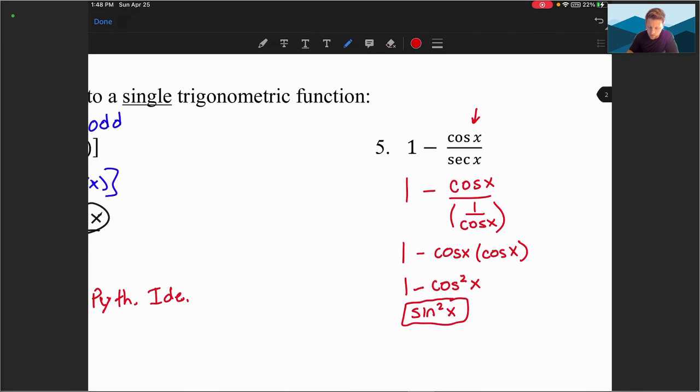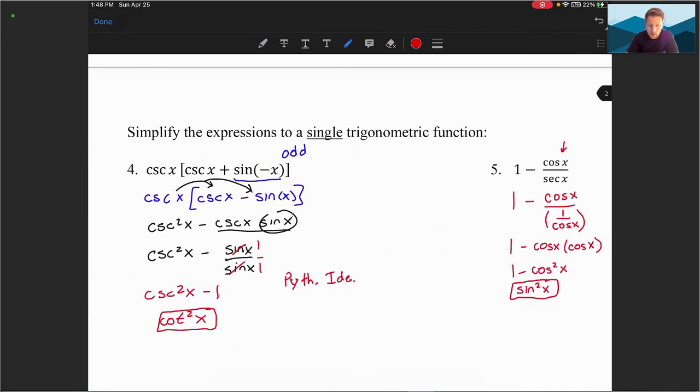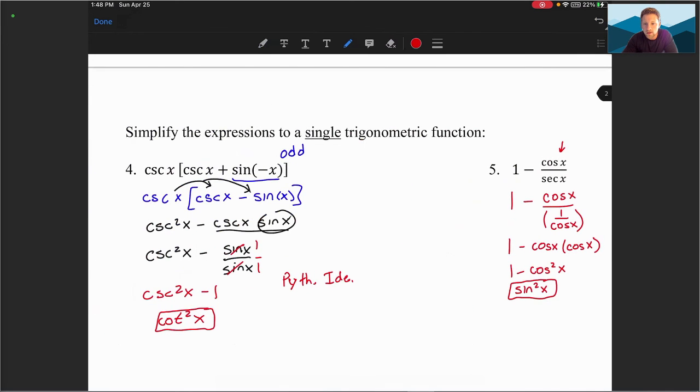So again, a couple more examples with using our Pythagorean theorem identities, reciprocal identities, and general addition, subtraction, and multiplication.